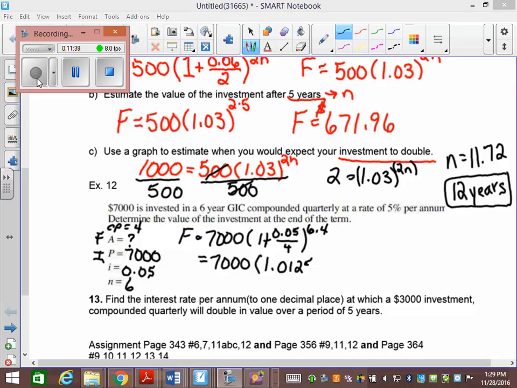1.0125. Can I ever round this decimal? Say this doesn't work out to a nice decimal. It's a really long decimal. So if I just round it, that's fine, right? No, that's wrong. You cannot round until your very last step, please. Please, please, please. So 1.0125 to the 24 times 7,000, and you get 9,431.46.